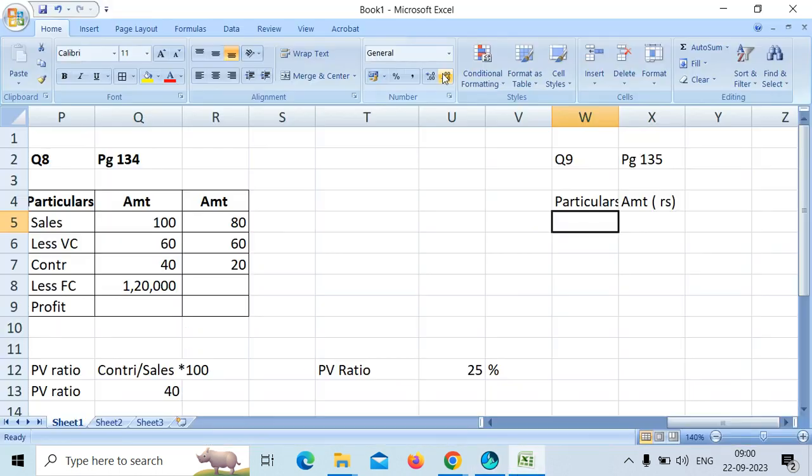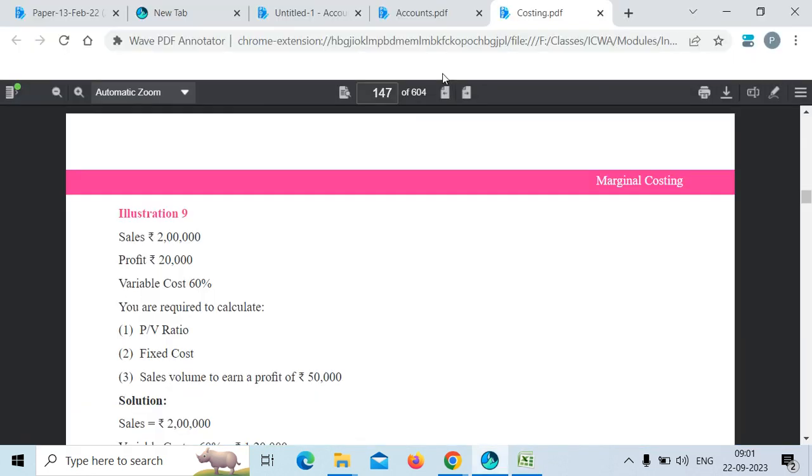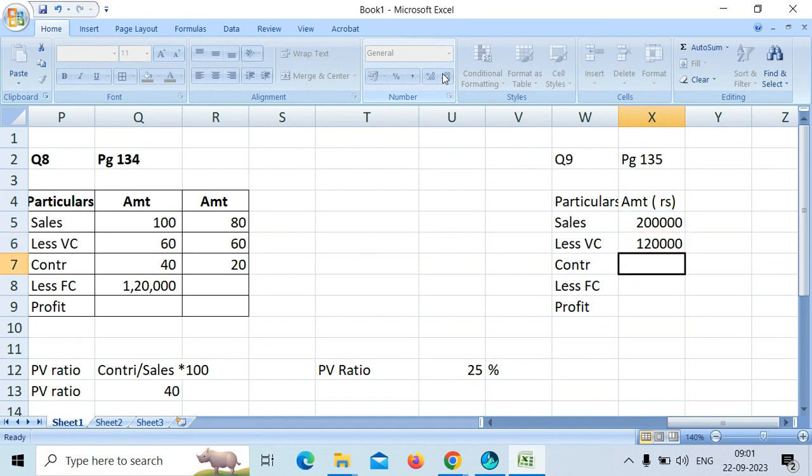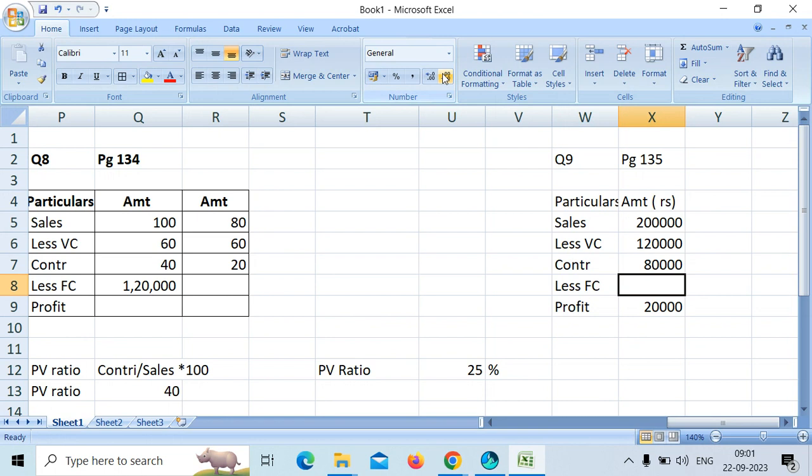Here I have sales, then I have variable cost, less variable cost, that will give me contribution, less fixed cost, that will give me profit. Sales is 2 lakhs, variable cost is 60%, that will give me contribution amounting to 80,000. Fixed expenses is not given to me, but profit is given to me of 20,000. Can I go for fixed expenses? Contribution minus profit will give me fixed expenses. Okay, so my statement is ready.